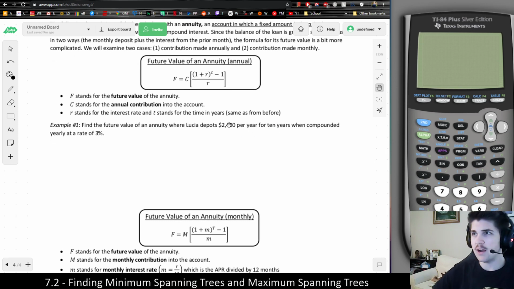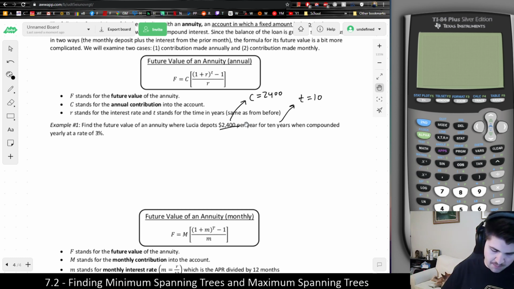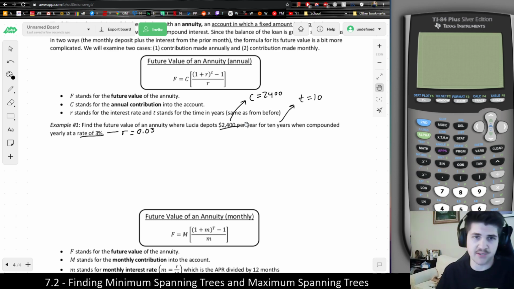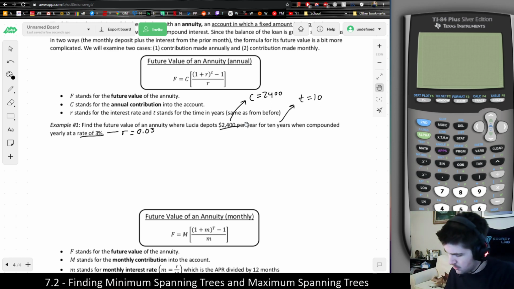Obviously, we need to know how much is she putting in, C. Time frame is 10 years, so we could go ahead and note that little t is equal to 10. The annual contribution is $2,400, and then the interest rate, the APR, is 3%, which is R. And remember, we want to plug that in as a decimal into these formulas, as we do typically with almost every formula involving interest rates or percentages. Anyways, if we plug all that in, let's go ahead and just see what will happen.